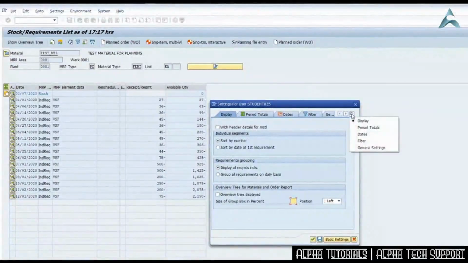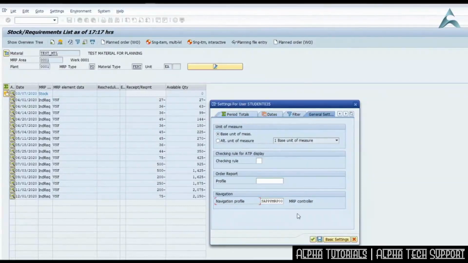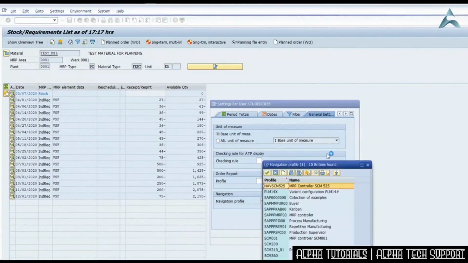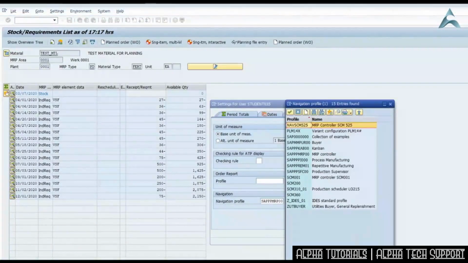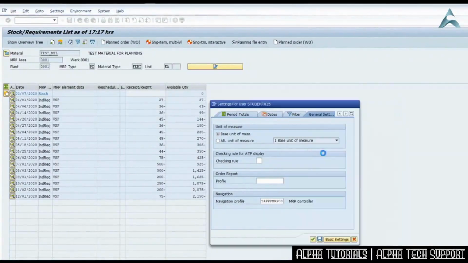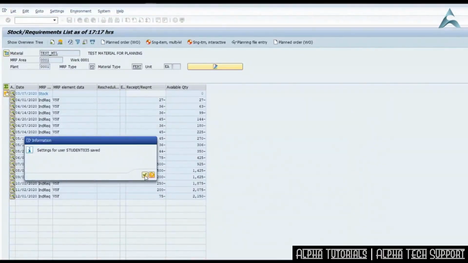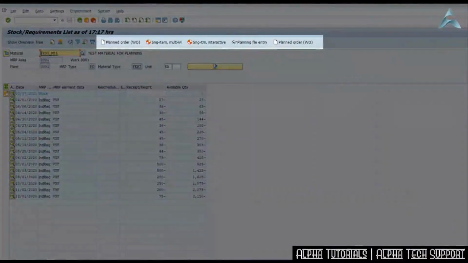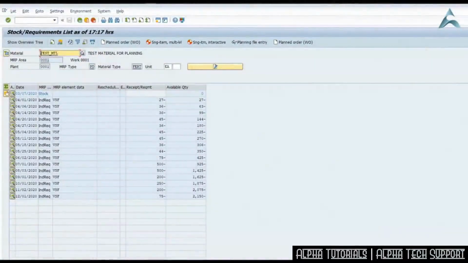The user settings can be configured under the General Settings tab. There are navigation profiles available for you to use, and there are many in the list, and even more can be configured by your organization. I personally prefer to use the MRP controller, and that's the navigation profile that I have. When I save that option, that is what controls these quick tools, these quick icons at the top of my planning screen.